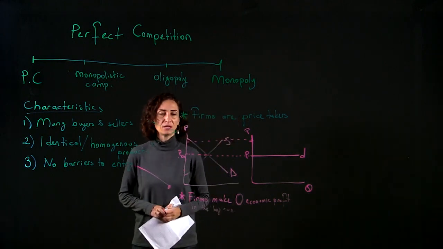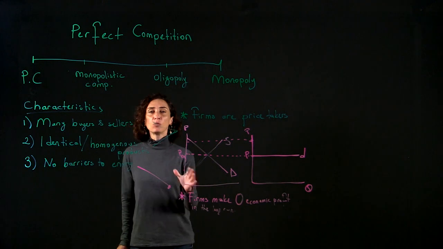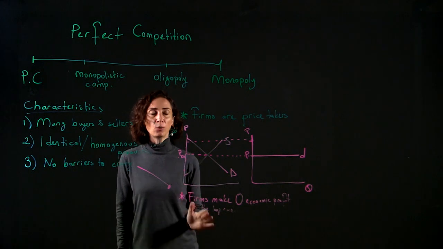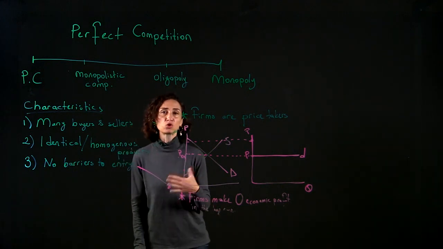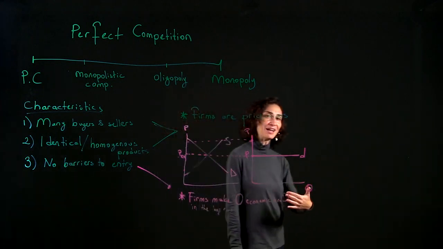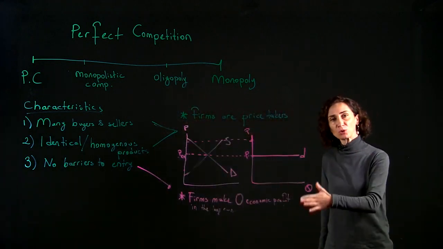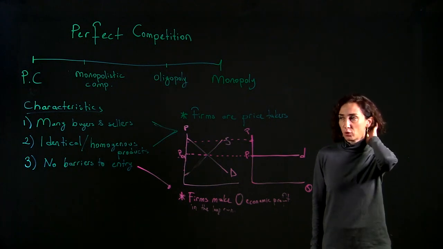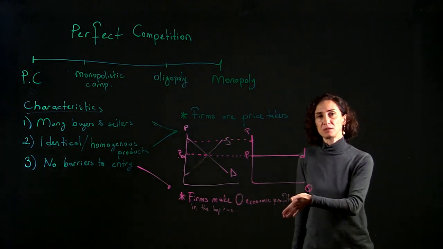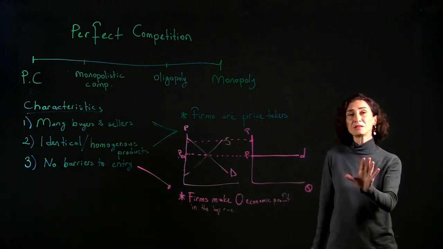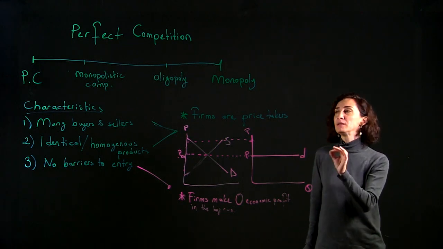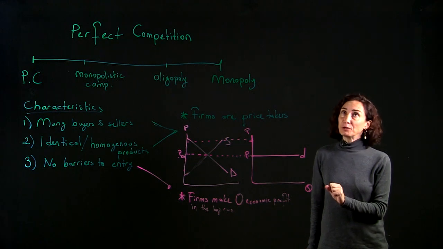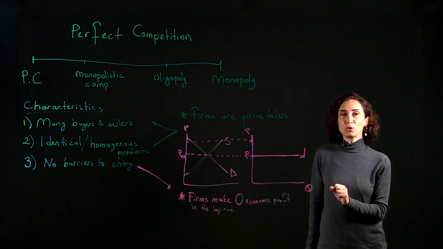Okay, let me repeat this. Firms in perfectly competitive markets make zero economic profit in the long run. So let's remember the distinction between short run and long run. Let's think about the relationship between them. In the short run, we talked about how there is a fixed input. In the long run there are no fixed inputs. But this is not about it. There is something else. Actually, it is about it.